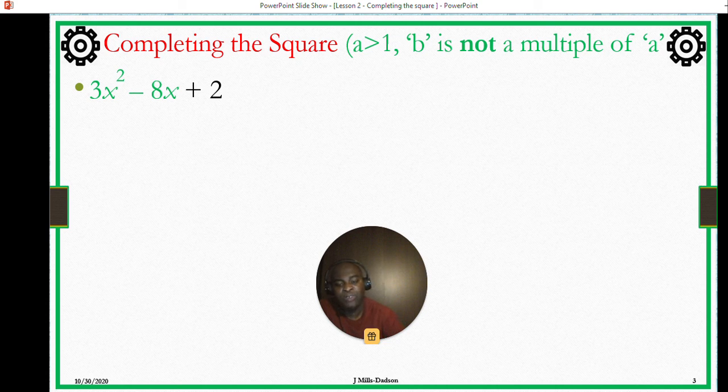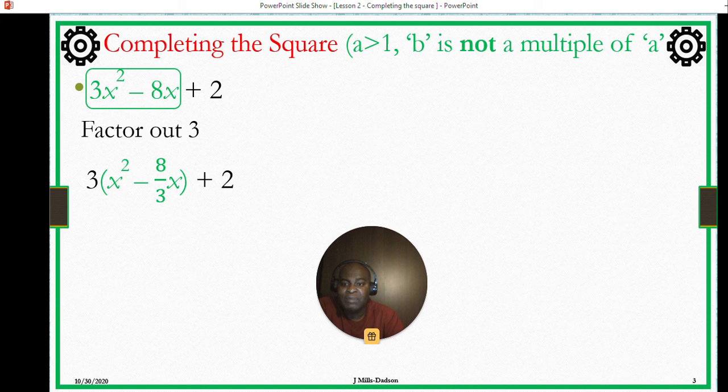So in factoring out 3, you end up dividing 8 by 3. Because when you expand the bracket, 3 times 8x is 24x. 24x divided by 3 will still give you 8x. So the rule I want you to remember here is, when your b is not a multiple of a, in factoring out the coefficient of x squared, you end up dividing your b by the coefficient of x squared.